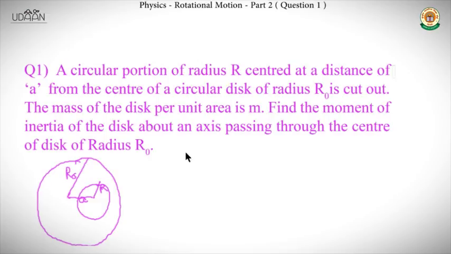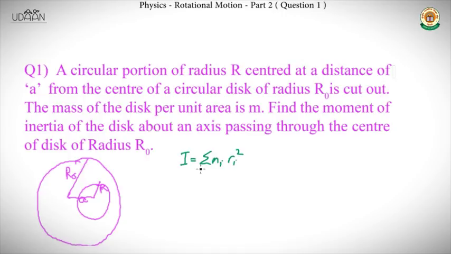Now, as we know, the moment of inertia for a body is sigma m_i r_i square. Here m_i is a scalar quantity, and r_i is also a scalar quantity, since it's basically only the distance of the particle from the axis. So moment of inertia is a scalar quantity, which can be very easily added or subtracted.